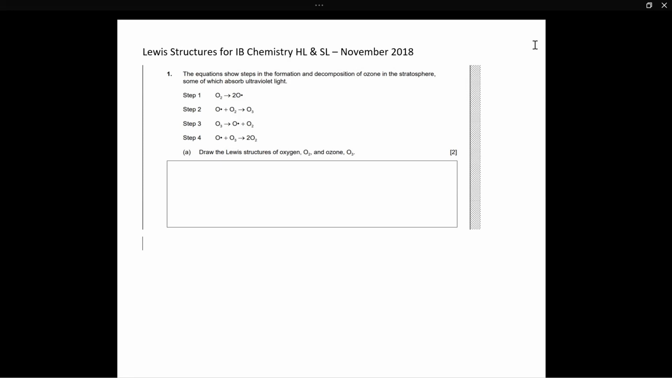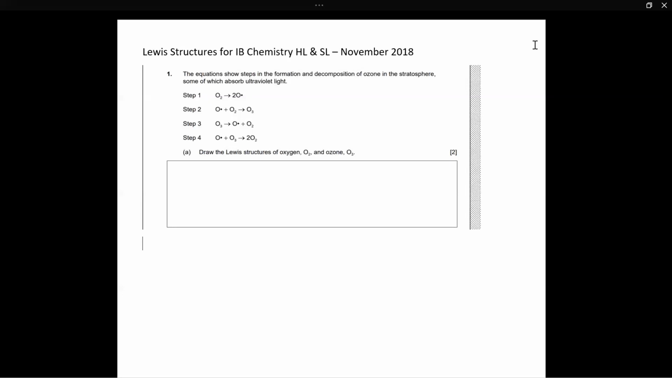The equations below show steps in the formation and decomposition of ozone in the stratosphere, some of which absorb ultraviolet light. Okay, and then they have given us these steps. Now, for the sake of this part of the question, 1A, we don't really need to look at the steps. They have just asked us, draw the Lewis structures of oxygen, O2, and ozone.